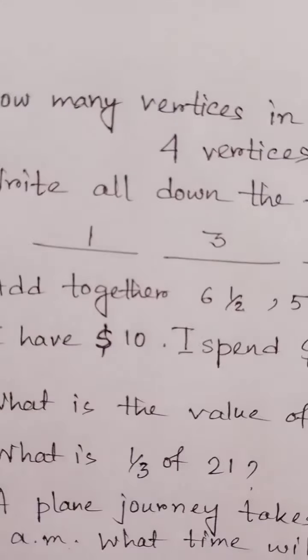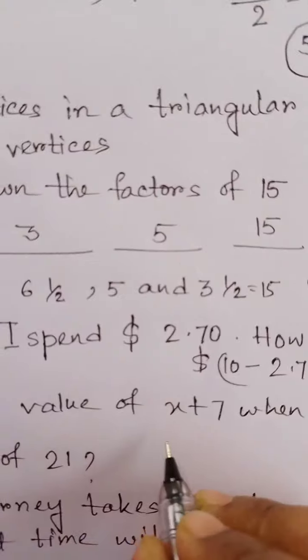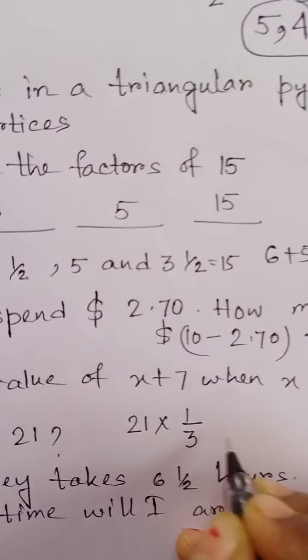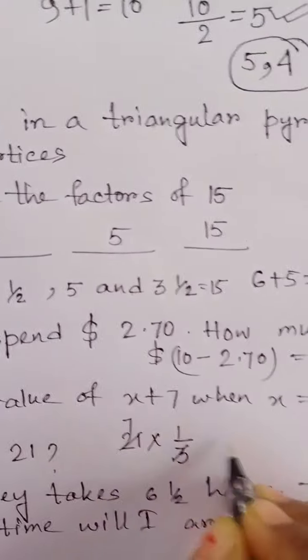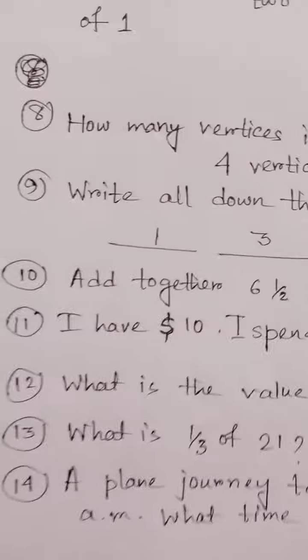Number 13, what is 1/3 of 21? So 21 into 1/3. Then 3 7s are 21. So 7 is the answer.